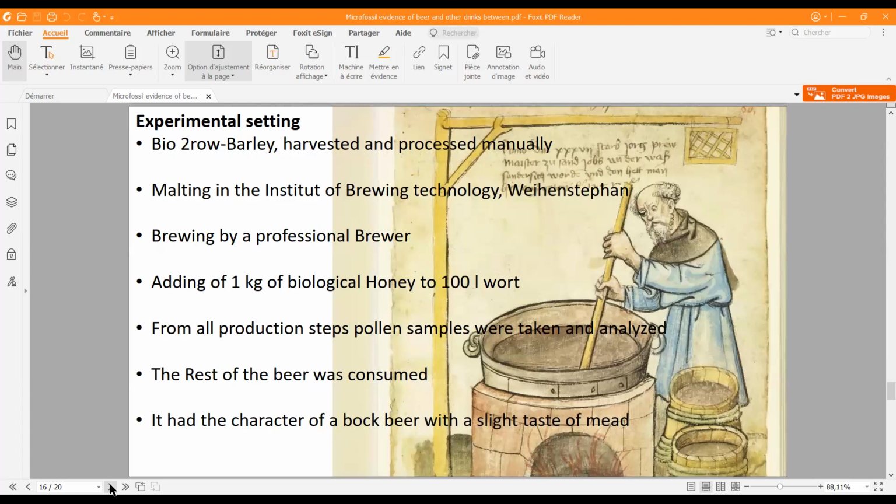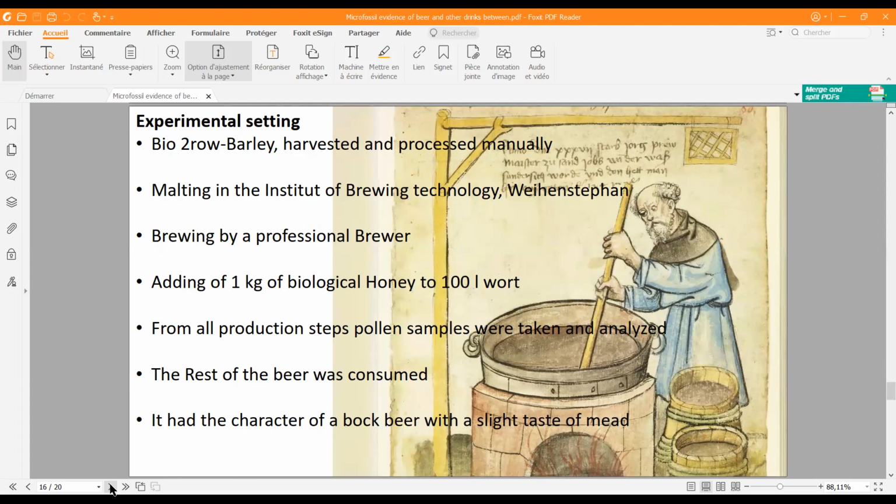Okay, the experimental setting was we buy two-row barley from a biological farmer. He must harvest by hand, not with a combine harvester. And we let the malting be done at the Institute for Brewing Technology in Weihenstephan in Bavaria. And the brewing was done by a professional brewer for us.